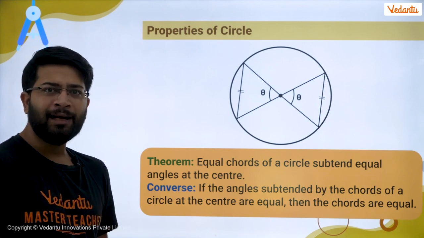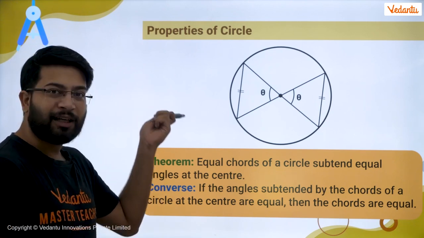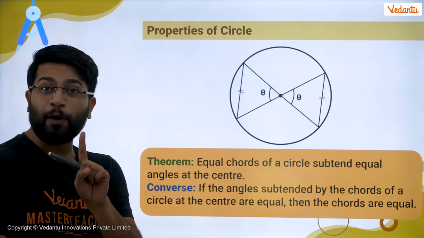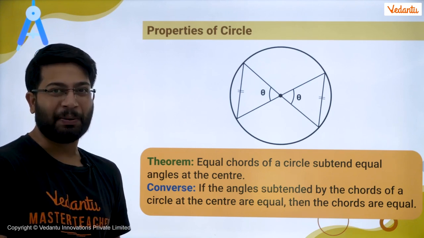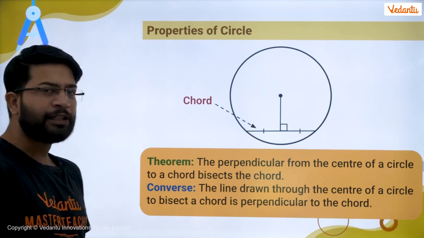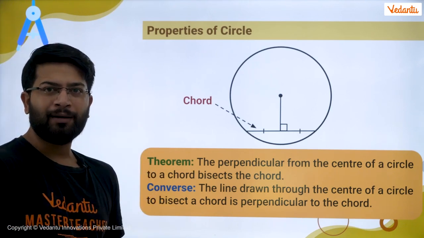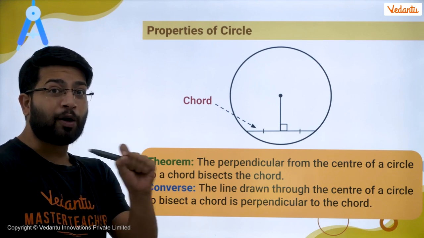And same we can say that if two chords are subtending the same angle at the center, the length of both the chords will also be equal. Okay? The next one, let's say if I am drawing a perpendicular from the center on the chord.